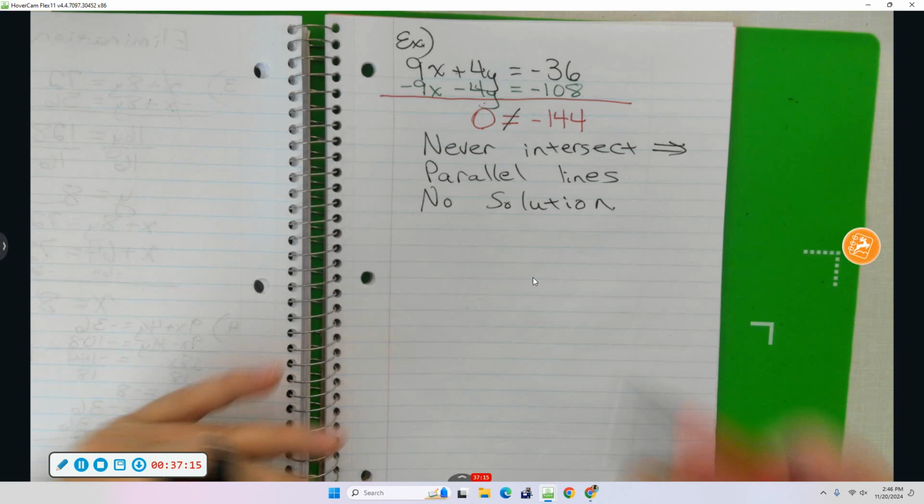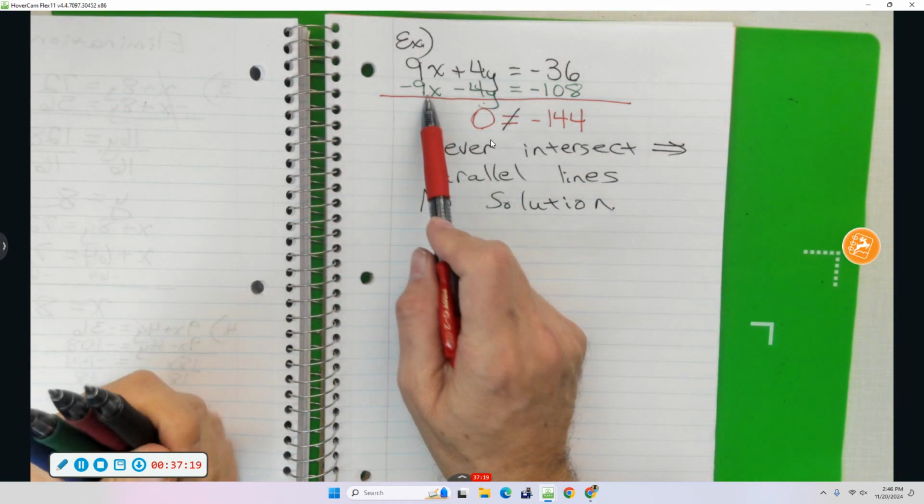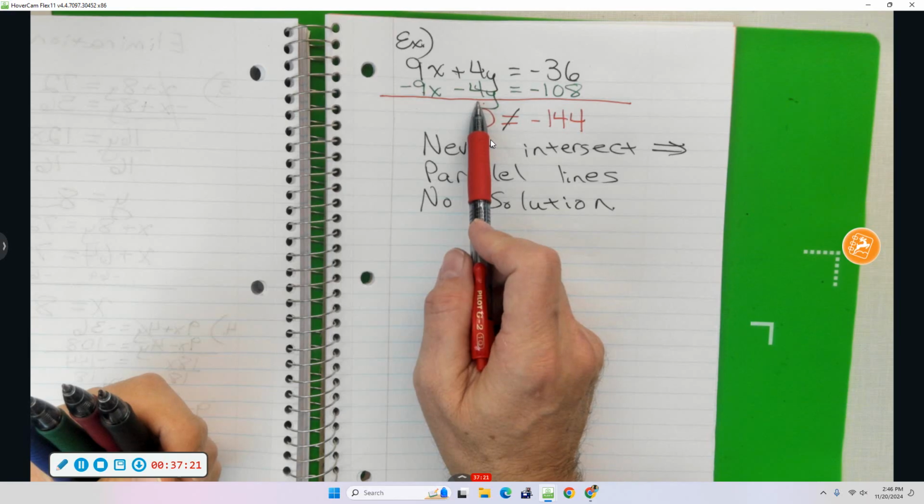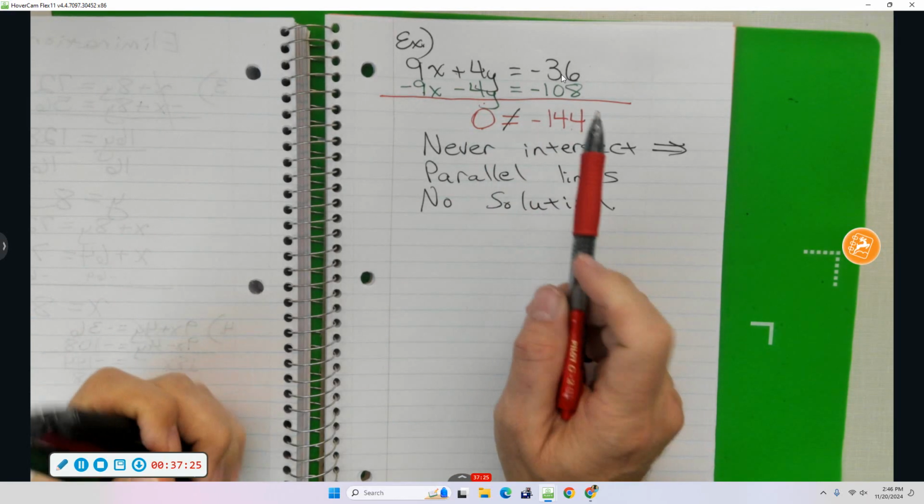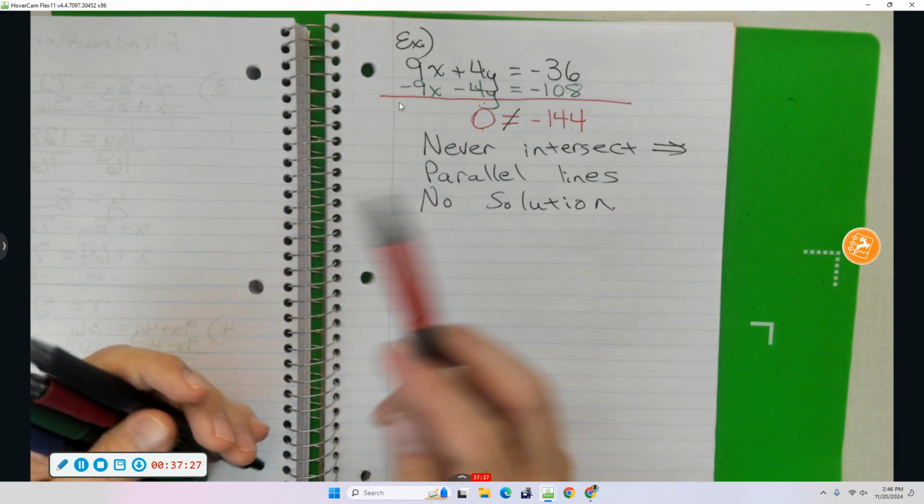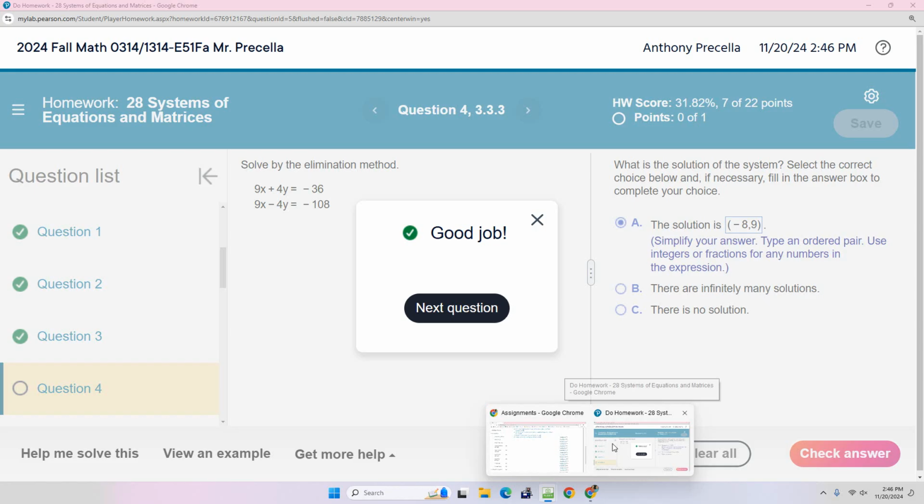Okay. That's what I mean when I said that you can spot those special cases. The variables have to subtract out. If you'd wound up with a 0 equals 0, coincidental lines, that would have been response B. Infinitely many solutions. Infinitely many solutions, that's right.